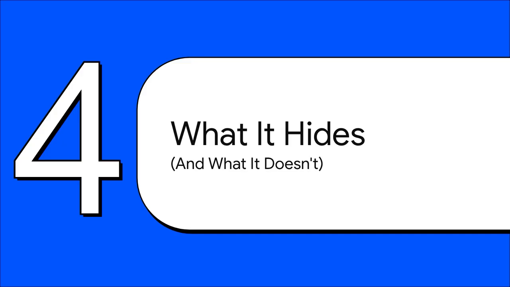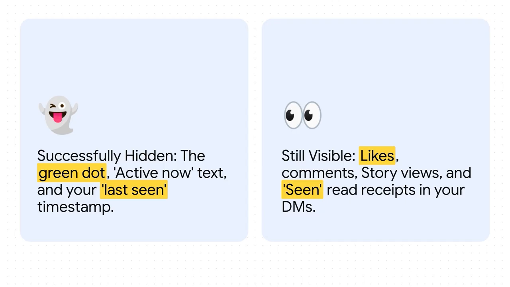Now, let's be really clear about something. Turning this off is not a total invisibility cloak. It's super important to understand what it actually hides and what it absolutely doesn't. We've got to manage our expectations here. So here's the deal. What's hidden is your passive presence. That green dot, the last seen timestamp, all that stuff is gone. But your active choices, those are still visible. If you like a post, comment on something, watch someone's story, or open a DM, people are still going to see that. It hides your presence, not your actions.